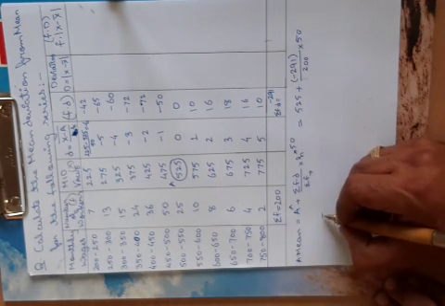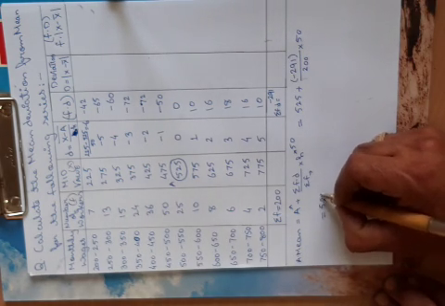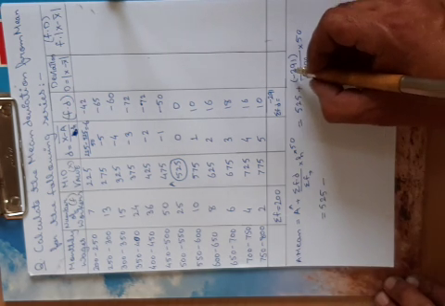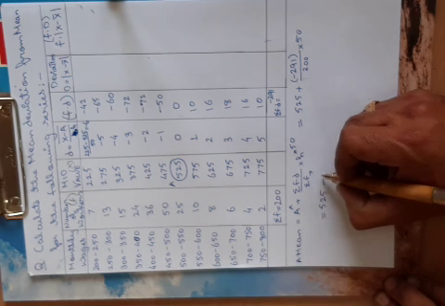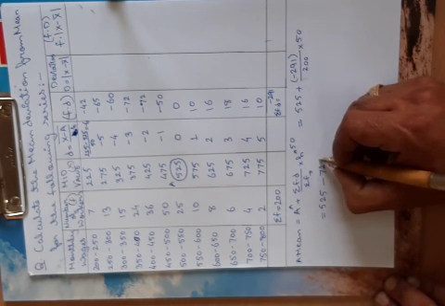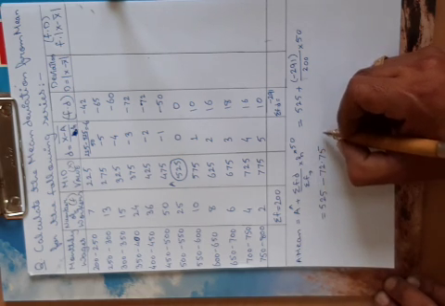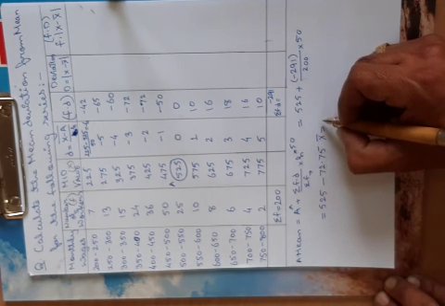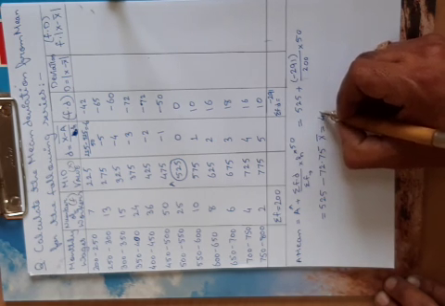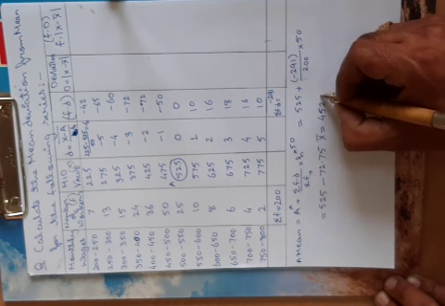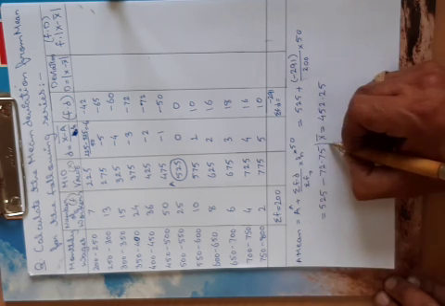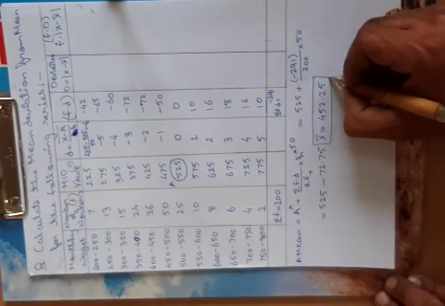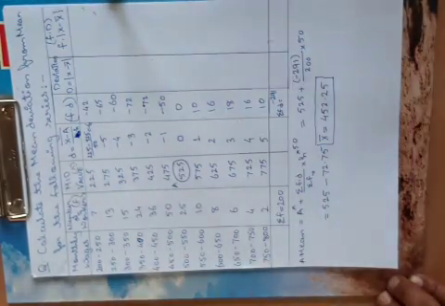So while we calculate this, it will be 525 minus 72.75. So our final value, that is the value of arithmetic mean, x bar, is equal to 452.25. This is the value of mean, x bar, 452.25. So this is the first part which we have calculated, that is arithmetic mean.